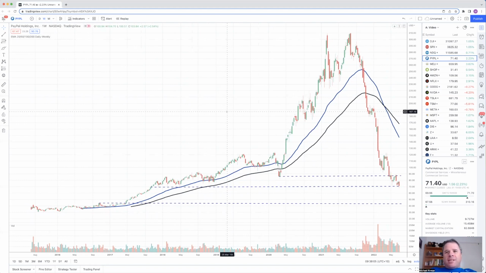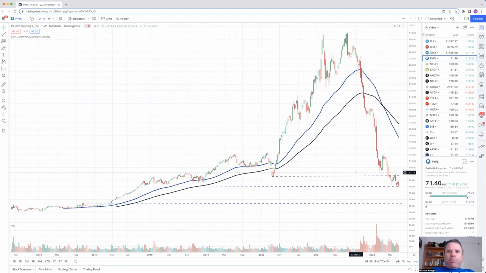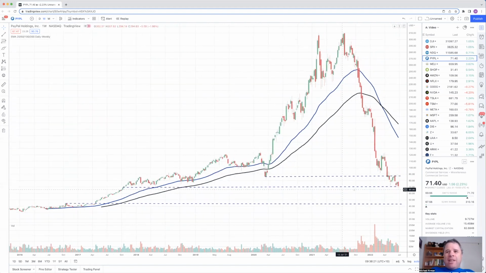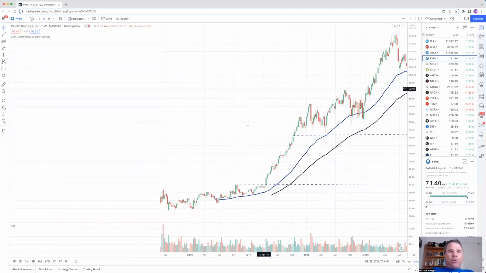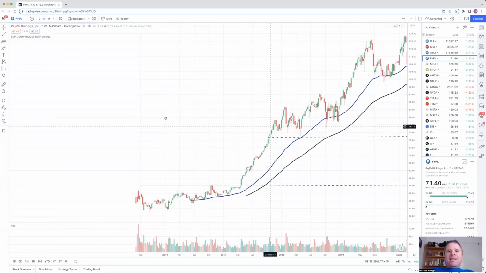The horizontal lines, dashed lines here are support levels or resistance levels. It has fallen through the COVID-19 financial panic lows, which were around or just under $90. And now it's hovering right on another nice little support level at $70. The next support level for PayPal is around $45. And that was a support level we saw reached back in 2016.